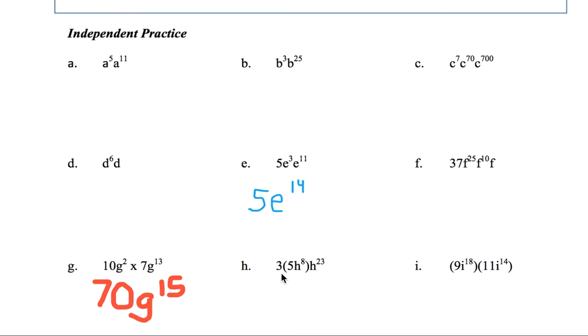Letter H, similar. 3 times 5 is 15. And then we have our hippos. We have 8 plus 23 is 31. And finally, letter I, our iguana problem. We have 9 times 11, that's 99. And then we have 14 plus 18, that's 32.